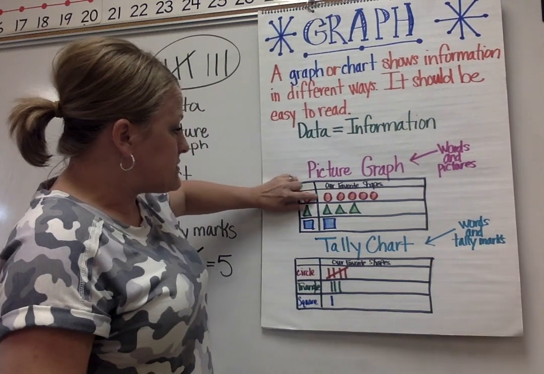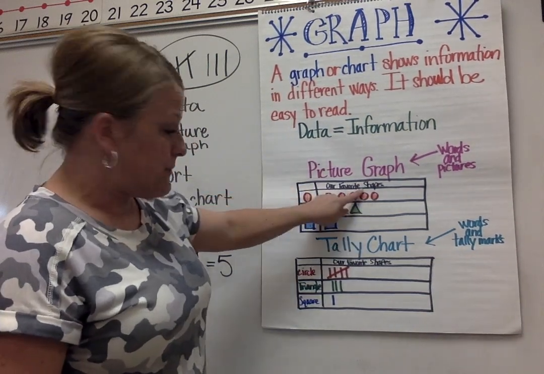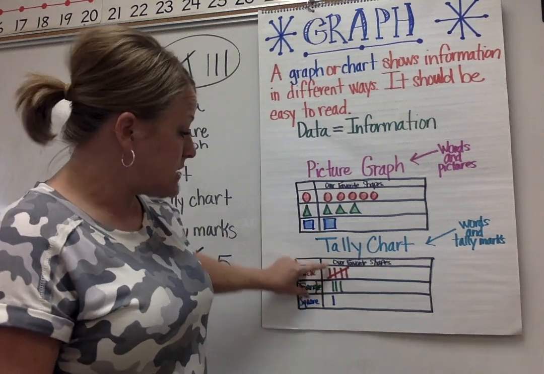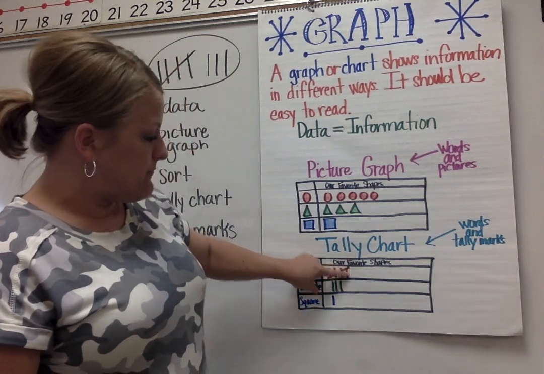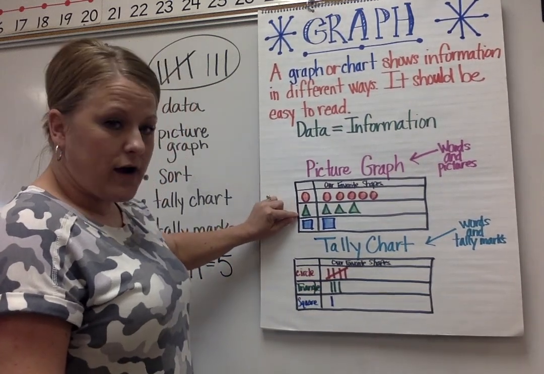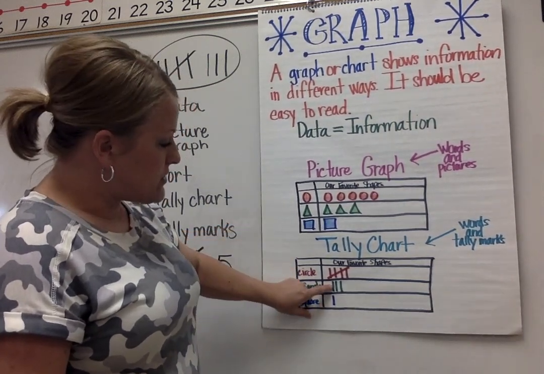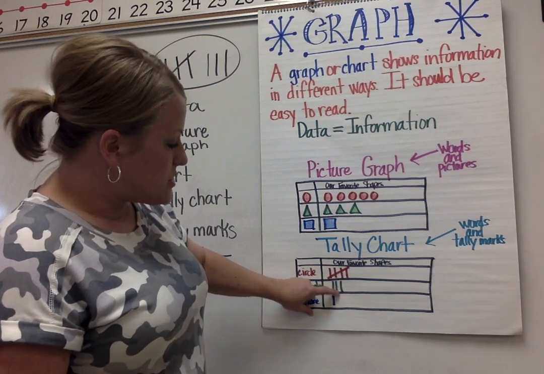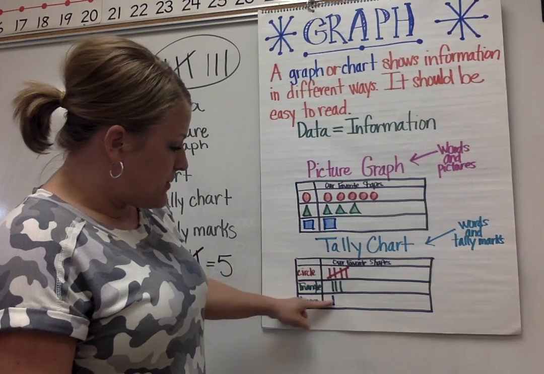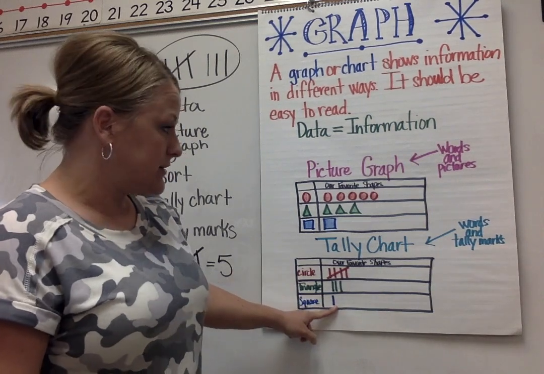As we had 5 circles up here, I showed 5 right down here using tally marks. 1, 2, 3, 4, and that 5th one crosses over. We had 3 triangles up here, so I just drew 1, 2, 3 tally marks. 1 square, and I did that with just 1 tally mark down here at the bottom.